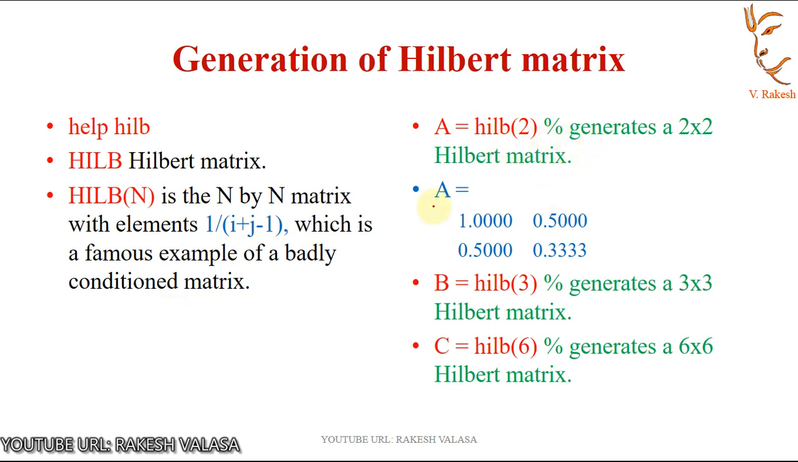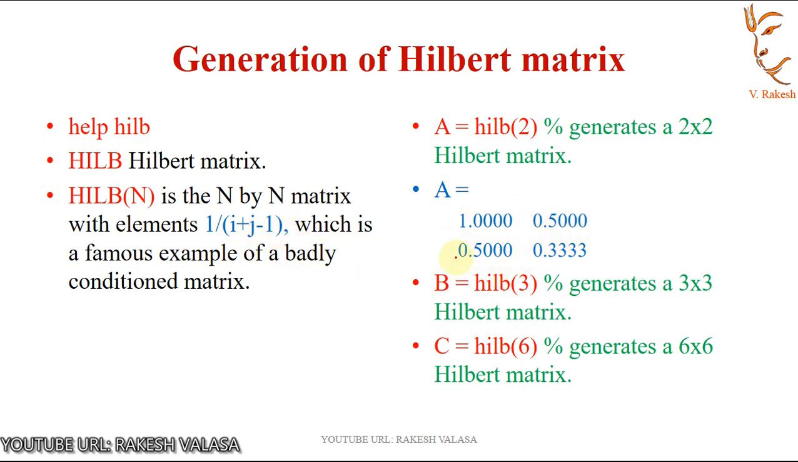Hilbert matrix. A equal to, starting, the first element is 1. That means the position is 1 comma 1: 1 by i plus j minus 1, that is 1 plus 1 minus 1, which is 1, so 1 by 1 is 1. Next is the second element of the first row: 1 by 1 plus 2, which is 3 minus 1, so 1 by 2, that means 0.5.